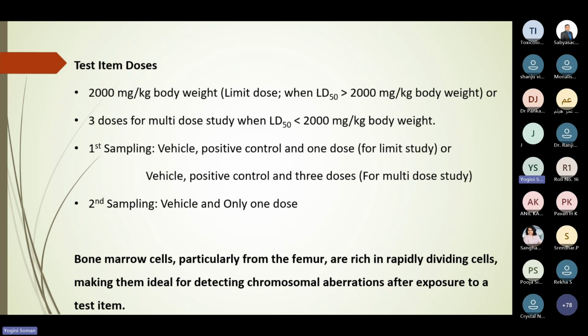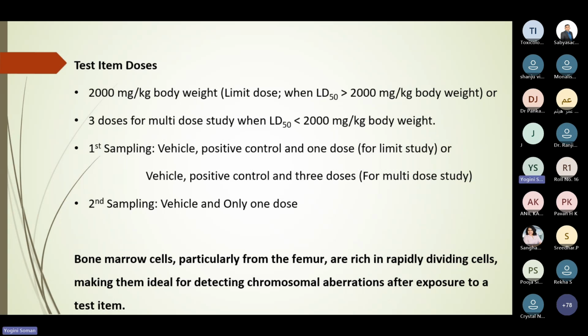In the in vivo chromosomal aberration assay, there are two sampling methods. In the first sampling, there is a vehicle control, positive control, and one dose for a limit study. If it's a multi-dose study, then vehicle, positive, and at least three dose levels. And there is a second sampling of vehicle and only one dose.